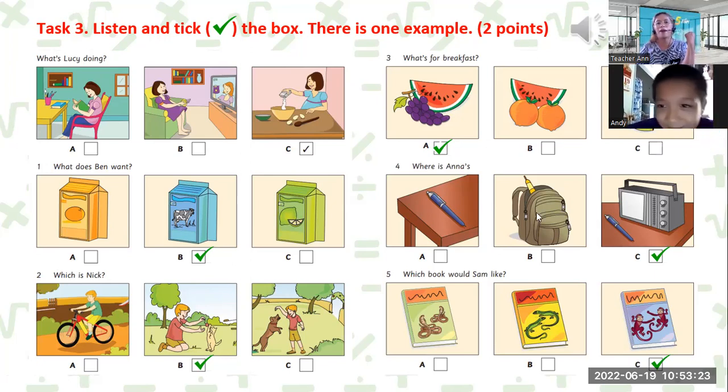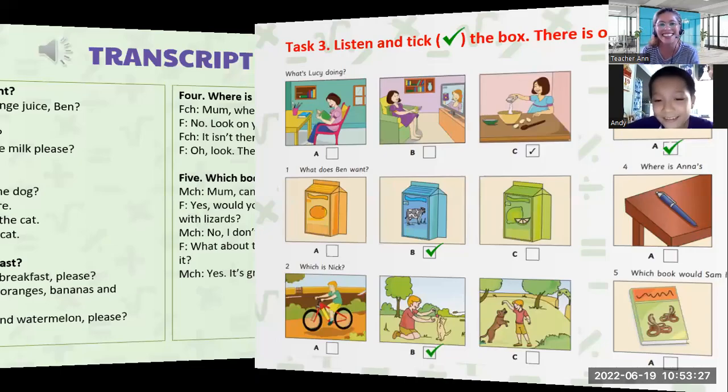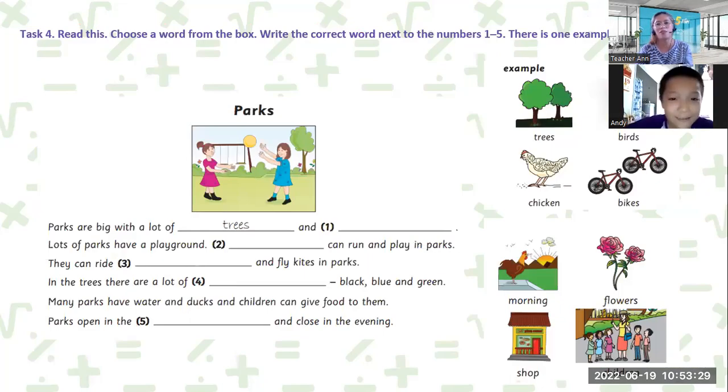Okay, next one, are you ready? Okay, so this one. We have here a short story. Please read this and write the correct number in the box. The answers in the gaps, 1, 2, 3, 4, and 5, you can find here. It's in the picture.